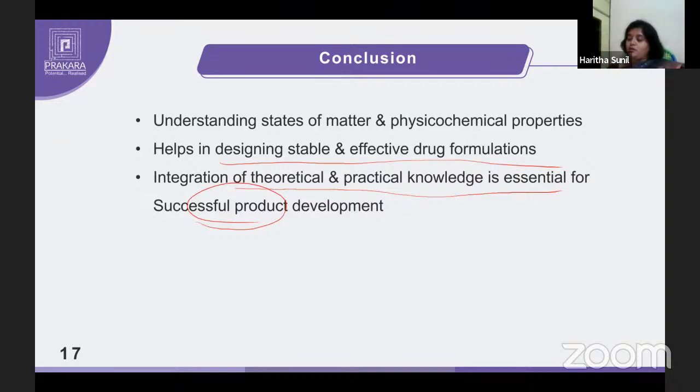This is all about the states of matter and then the physicochemical properties of the drug molecules, right?